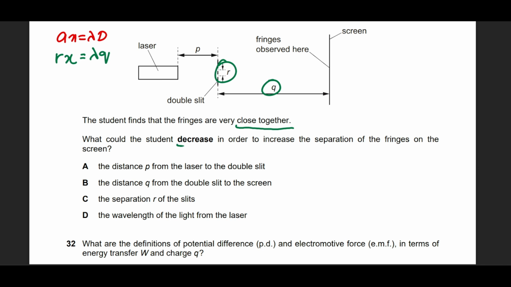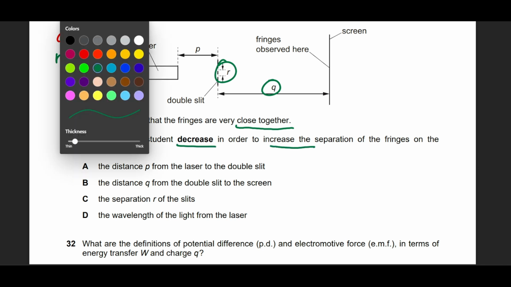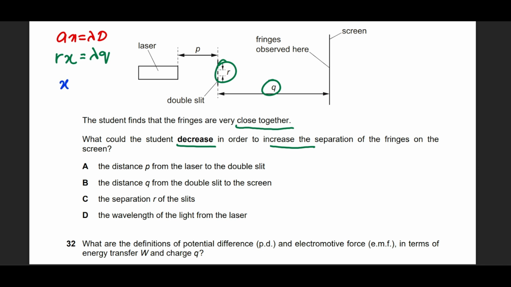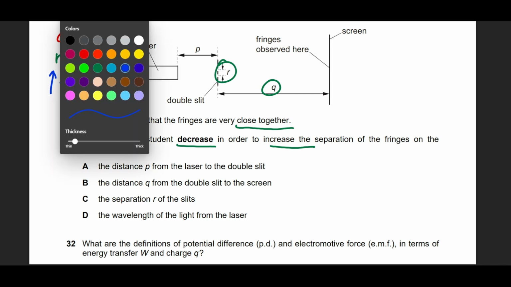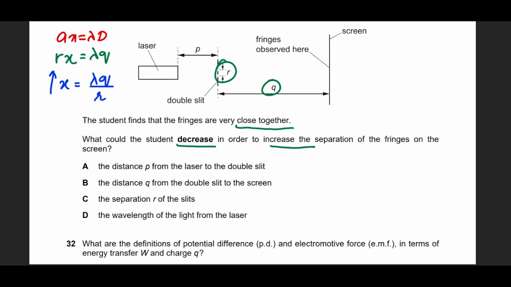What should decrease in order to increase? So our target is to increase x, right? So x is equal to lambda Q divided by R, right? He says he wants to increase the separation. What can we decrease? Now, very clearly, we can see from this equation, lambda, if increased, will cause an increase. Q increased will cause x to increase. Only R decreasing will cause an increase because it's an inverse relationship.